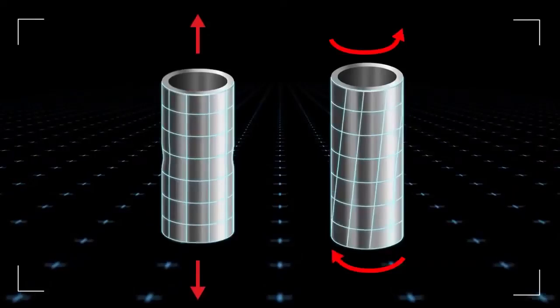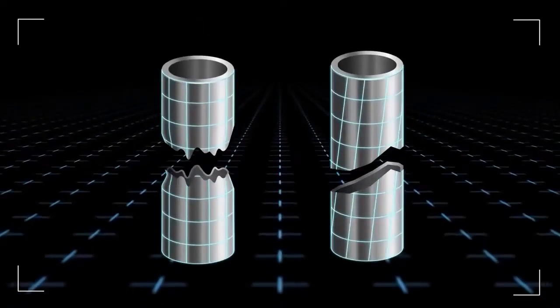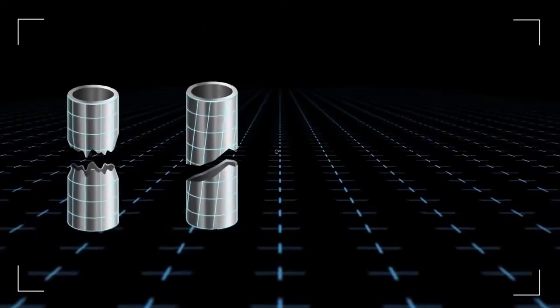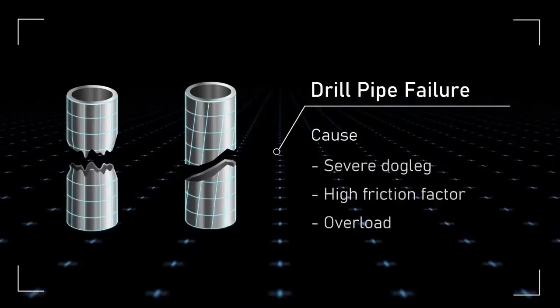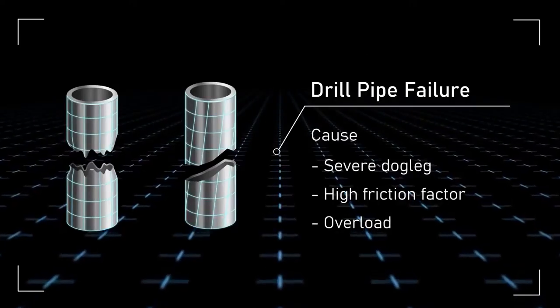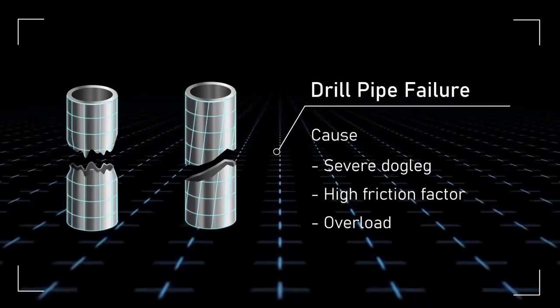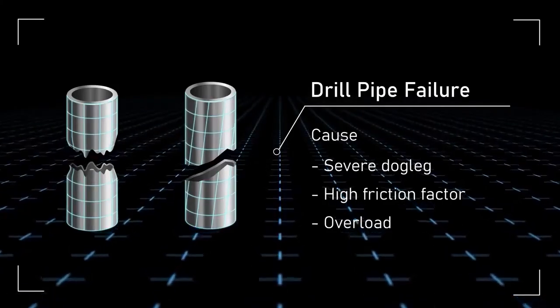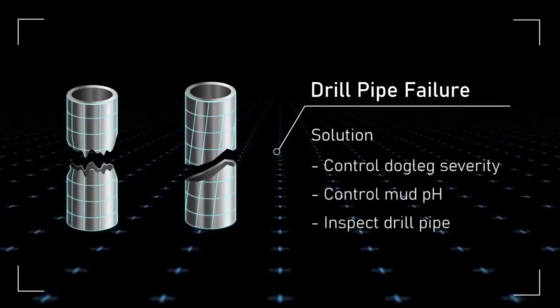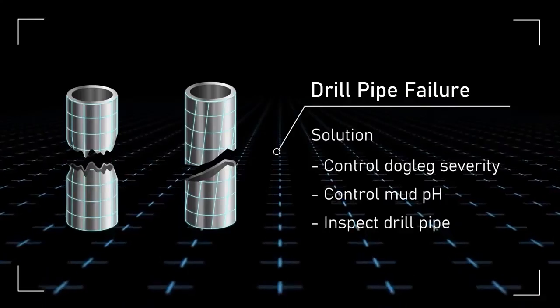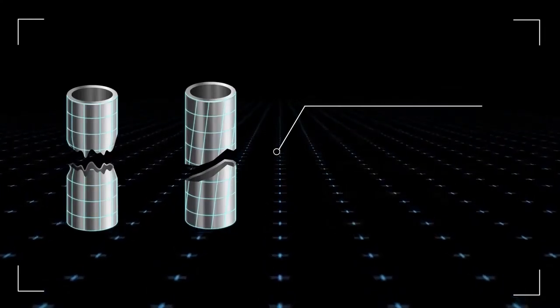Pipe failure occurs when the mechanical limitations of the pipe body, welded areas, or threads are exceeded. Potential downhole conditions and events that can cause pipe failures include severe doglegs, high friction factors, stuck pipe, and excessive tension. By inspecting the drill string and controlling the dogleg severity, pipe failure can generally be avoided.